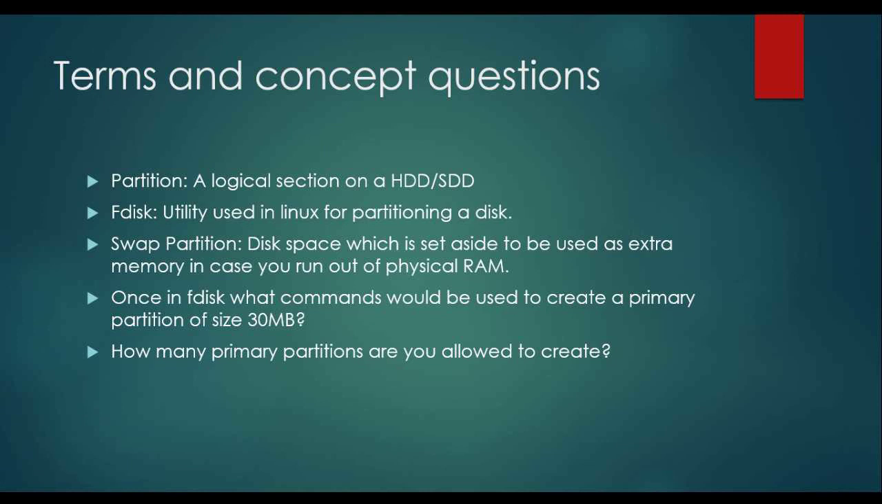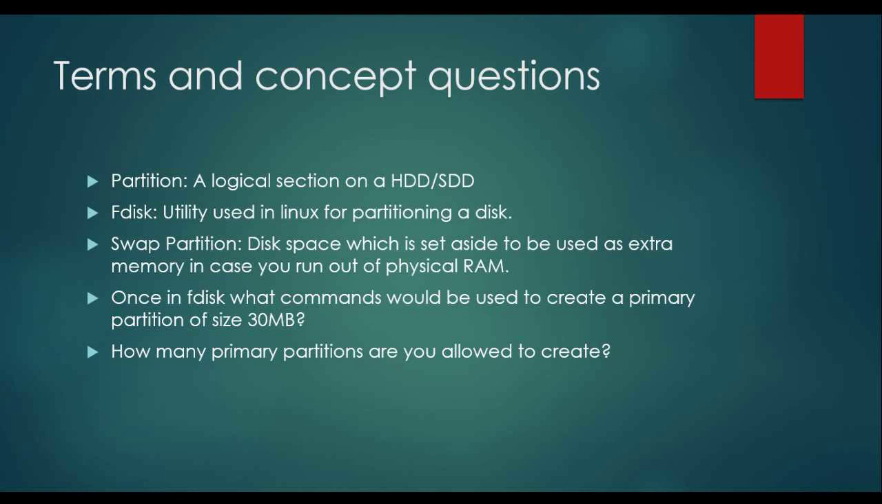A partition. Define Fdisk. Define a swap partition, because they are 2 different things. And then once you've opened up Fdisk, what commands would be used to create a primary partition of size 30 megabytes? The next, how many primary partitions are you allowed to create? Now the answer to this is 4. You can have 4 primary partitions.